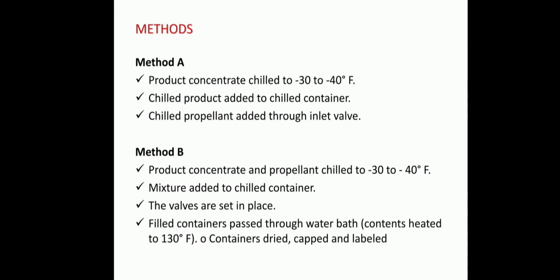In method A, the product concentrate is chilled to a temperature of -30 to -40 degrees Fahrenheit. The chilled product concentrate is added to the chilled aerosol container. The chilled propellant is added through an inlet valve present at the side of the walls of the aerosol container. In method B, both the product concentrate and the propellant are chilled to -30 to -40 degrees Fahrenheit. Then the mixture is added to the chilled container.